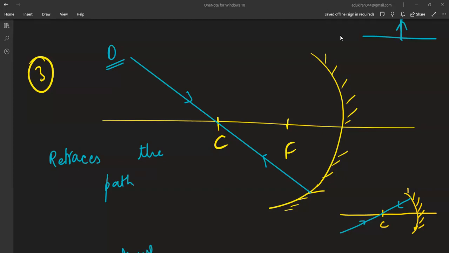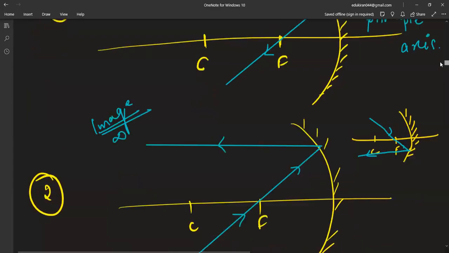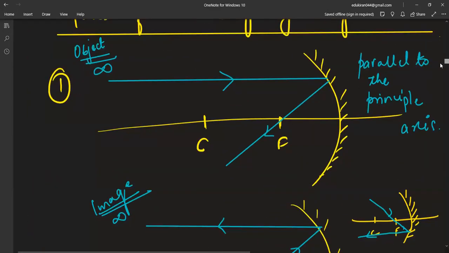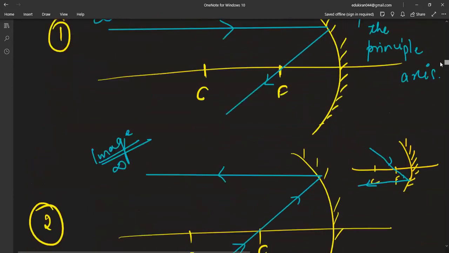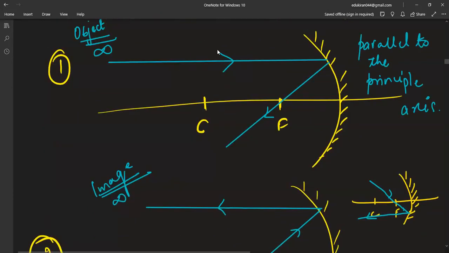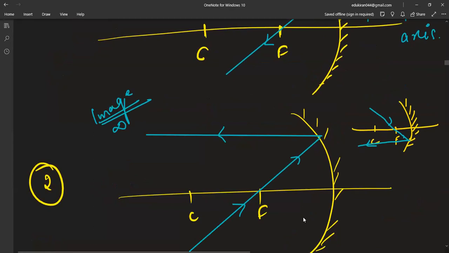Ma'am, can you explain the difference between the first and second rule? I'm getting confused. Which one, Fia? The first and second rule, what is the difference? In the first, light rays are coming from infinity and passing through the focus. In the second one, rays are coming from the focus and going back to infinity.